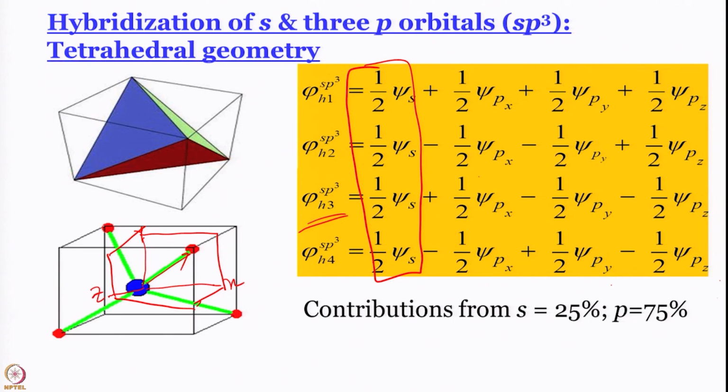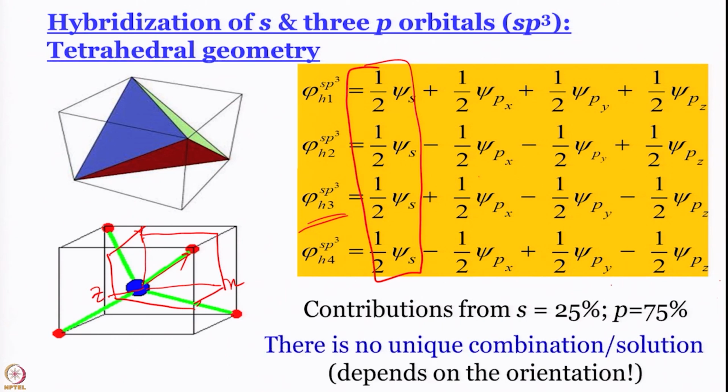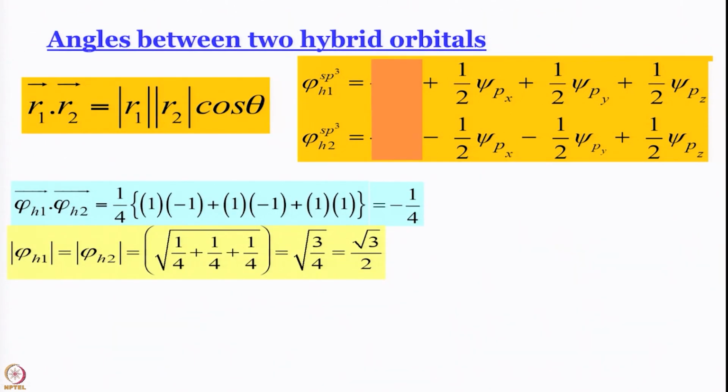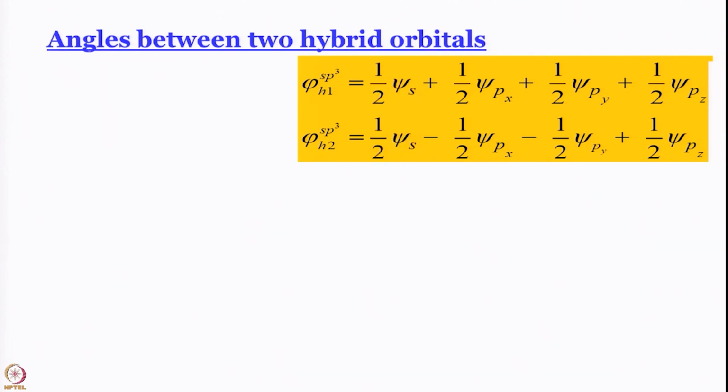More importantly, we have 25% contribution from each of the participating orbitals, one s, three p. Okay. We are going to discuss another situation shortly. Alright. So, remember there is no unique combination of solution. If you change the orientation, the coefficients will change. What will not change is the relative contribution. What will not change is the fact that they have to form an orthonormal set, complete orthonormal set.